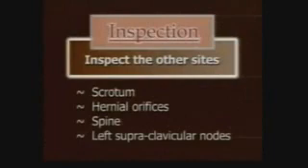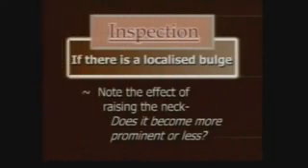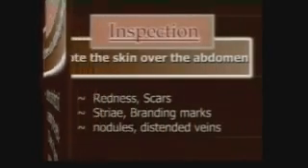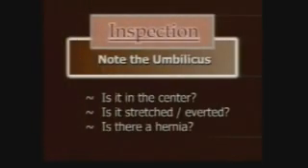This completes the inspection. Remember to inspect the 4 sites out of the abdomen: scrotum, hernial orifices, spine and the left supraclavicular lymph nodes. To revise, on inspection, note the contour of the abdomen, whether scaphoid, normal or distended. Look for a localized bulge, and if localized bulge is seen, note the effect of raising the neck. Inspect the skin for redness, scars, striae, branding marks and dilated veins. Inspect the umbilicus for position, transverse stretching or eversion.